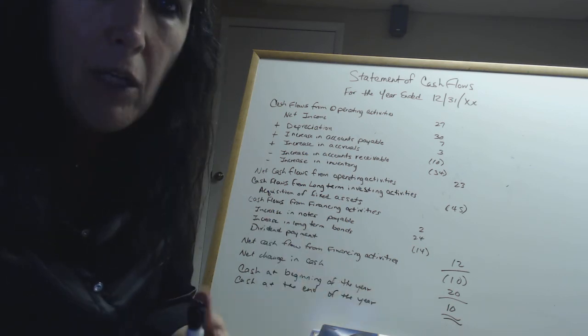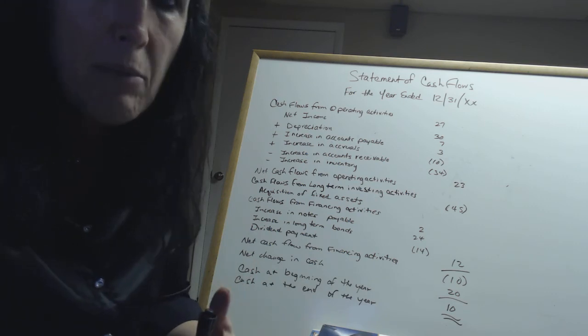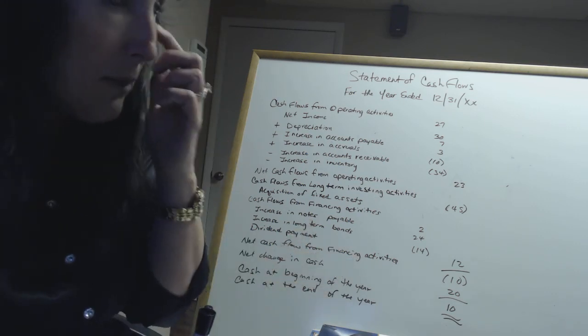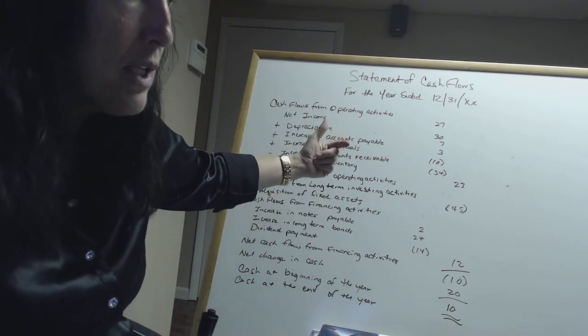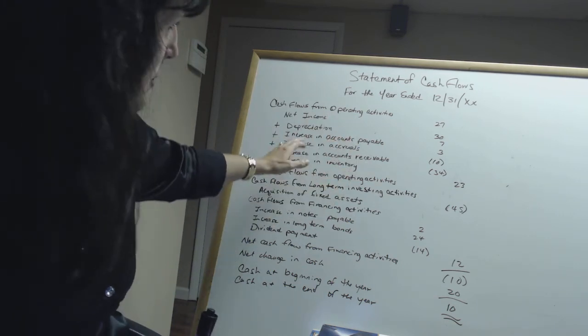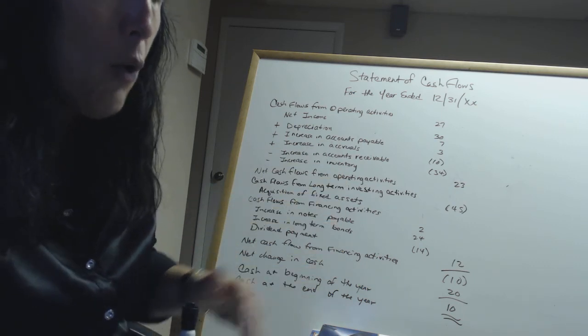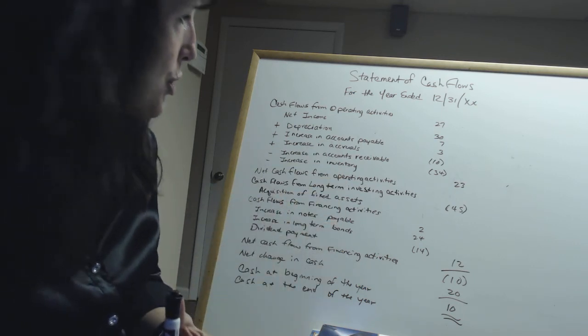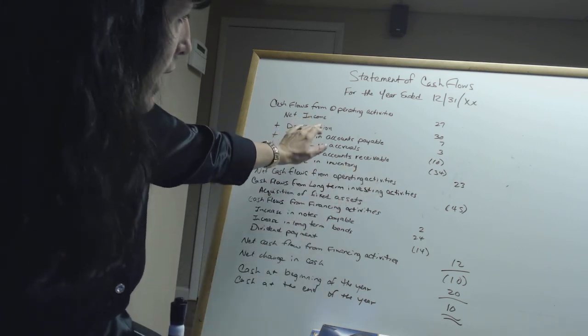So the net income figure is important, but it's not cash. So in order to show what actually happened to the cash, we need a cash flow statement. So we start out with net income, so we could trace that back to the income statement. We see where that number comes from. But then we have to add back certain elements or subtract elements in order to come up with cash flows from operating activities. So here we have net income.